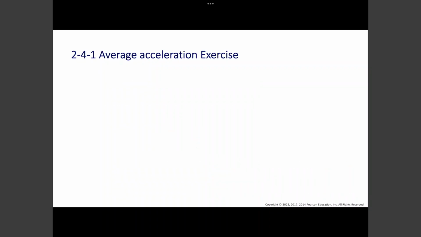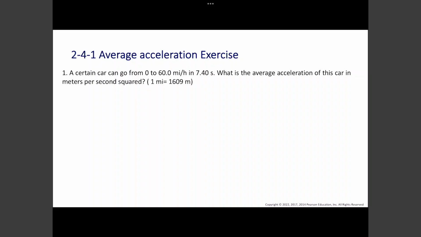Let's see an example of calculating average acceleration. We just learned the equation for average acceleration. Suppose a car can go from 0 to 60 miles per hour in 7.4 seconds. What is the average acceleration of this car in meters per second squared? We are given that 1 mile is equal to 1609 meters.